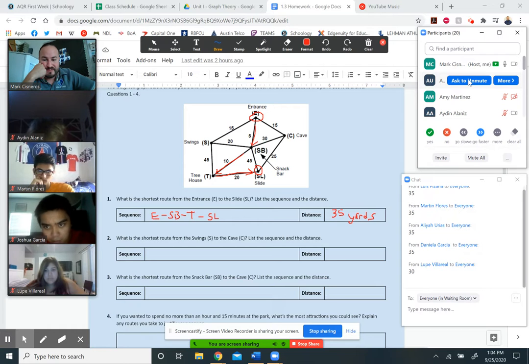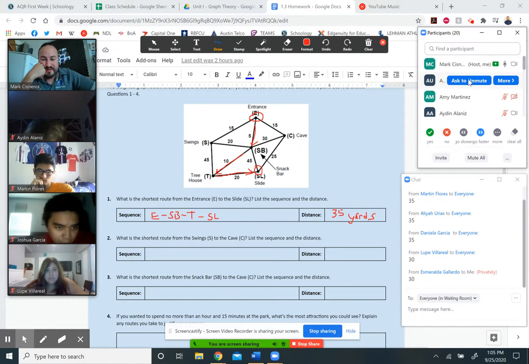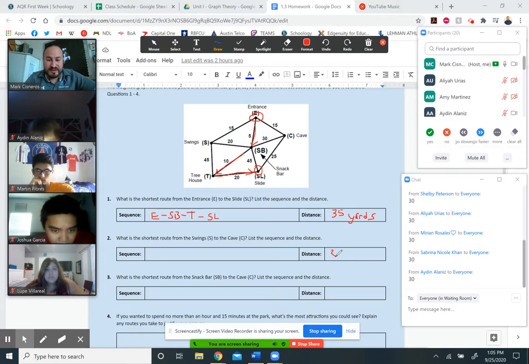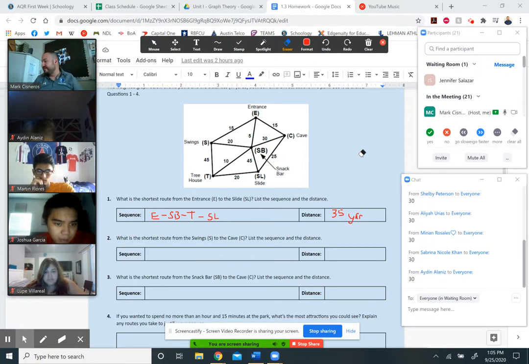30 yards. I'm not going to write the sequence for you. This one should be pretty easy compared to the other one. So good job. Let's do number 3. What's the answer you guys got for number 3? Put that in the chat, the distance in yards. A couple of 20s, 20, 20. You guys are correct. 20 is the correct answer for number 3.